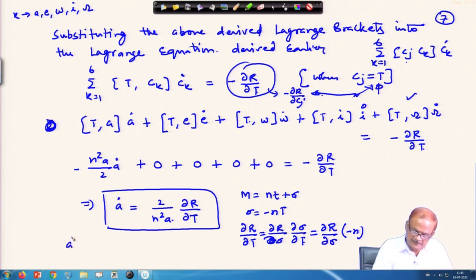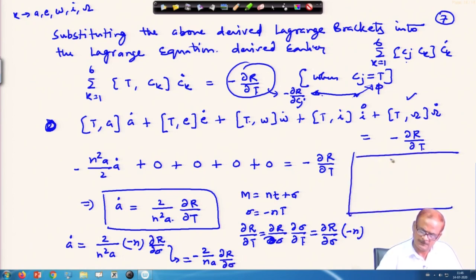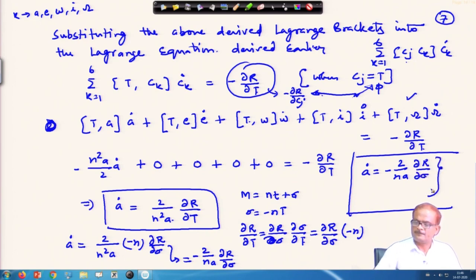Therefore, in this equation a dot we can replace t in terms of sigma. If we replace it, this is minus n times dou r by dou sigma, and this gives us minus 2 divided by n a dou r by dou sigma. So, writing the equation in terms of sigma, what we have got is the result a dot equal to minus 2 divided by n a dou r by dou sigma. So, this is the first step we have achieved.